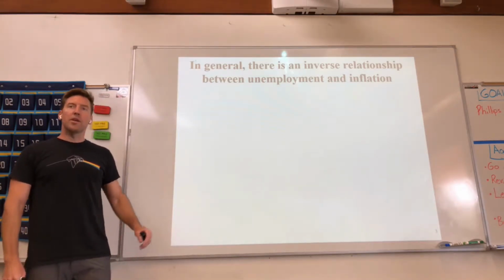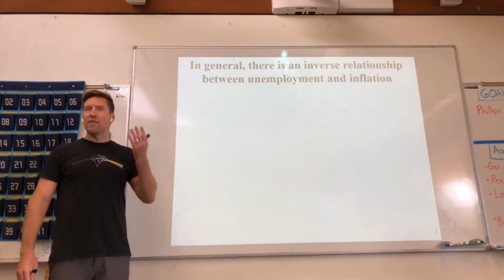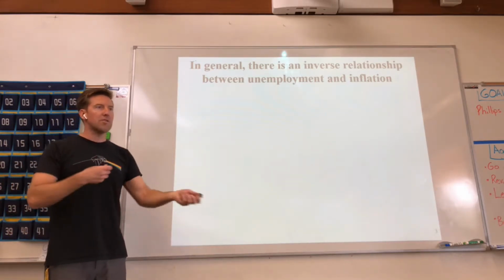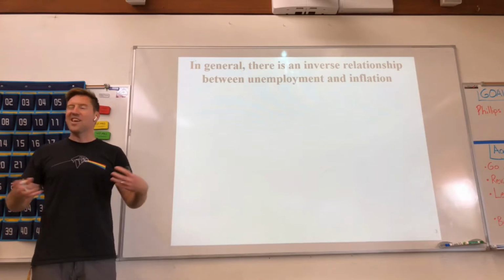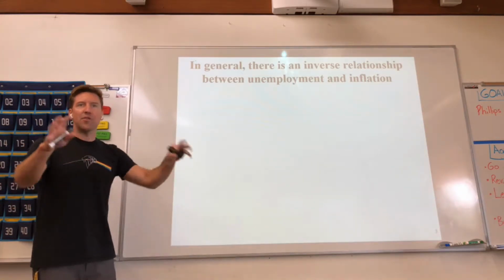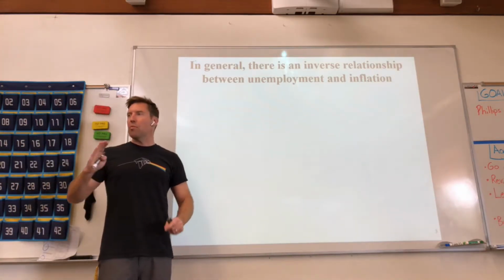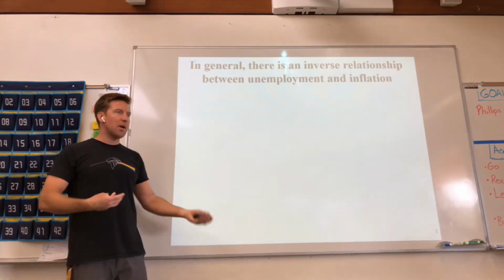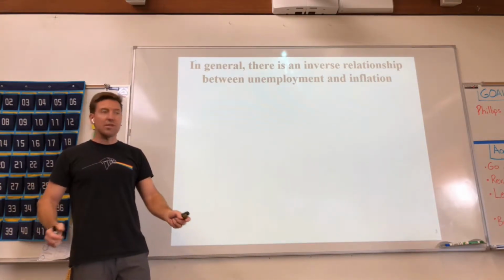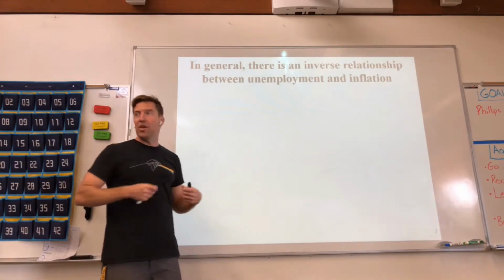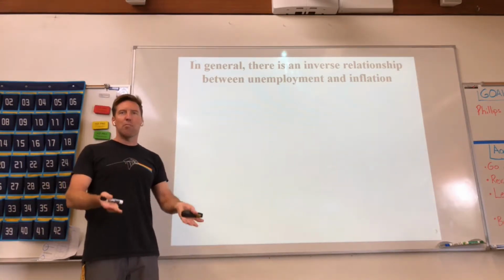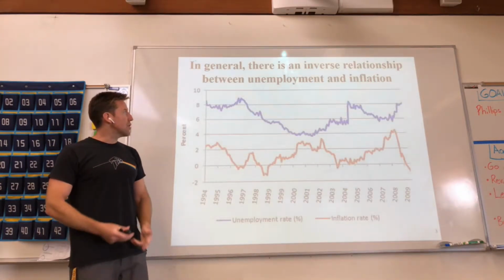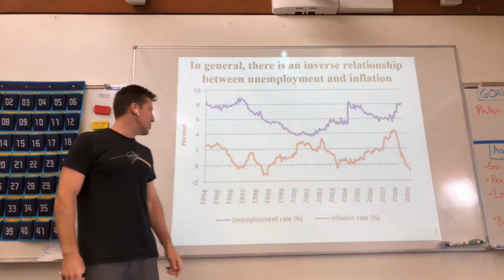If unemployment is really high, people don't have jobs, they're not spending a lot of money, and the demand for all those goods and services isn't heavy. No one's fighting for goods. But if unemployment's really low, everyone's got a job, everyone's making lots of money, and there's a limited amount of resources. People all want those same things. They're going to start outbidding each other. They start demand pulling on our resources. So there's an inverse relationship between the two.